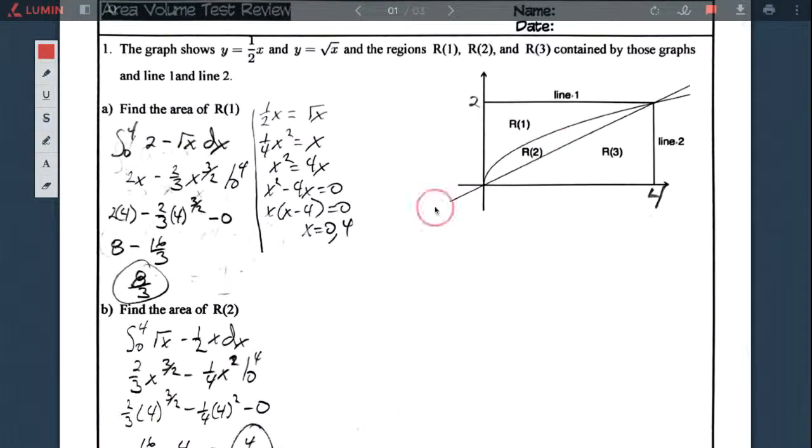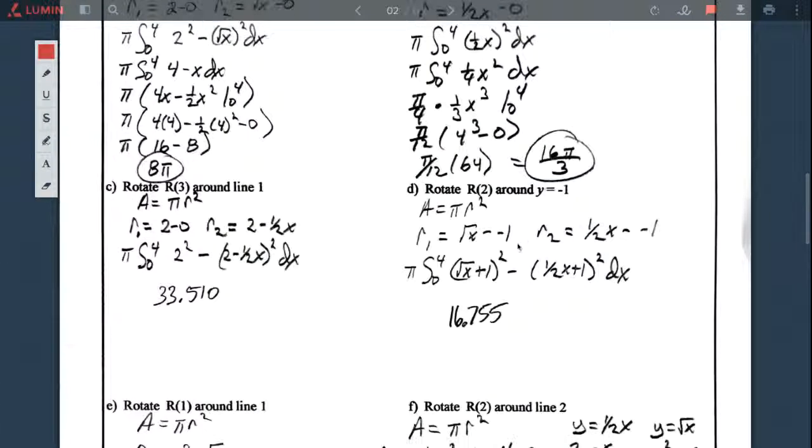R2 around y equals -1, which is going to be down here. -1 is on the bottom, so that means it's going to come second on both of them. And again, I've got a gap when I'm rotating, so I need two r's. So top minus bottom. Top is the square root of x minus a -1, and then bottom would be 1/2 x minus a -1.